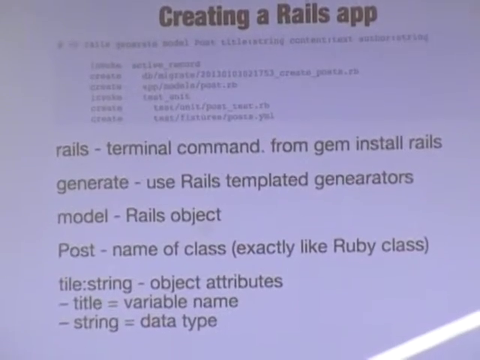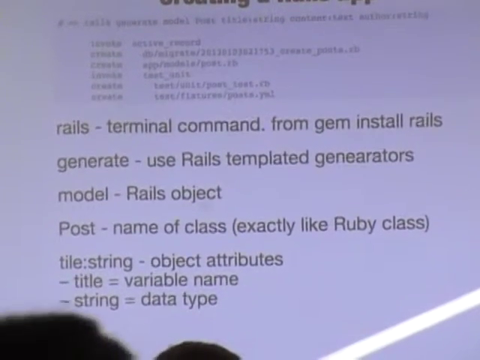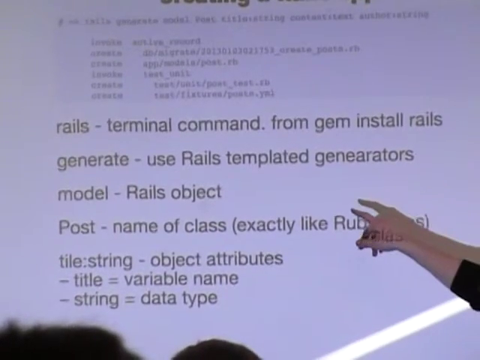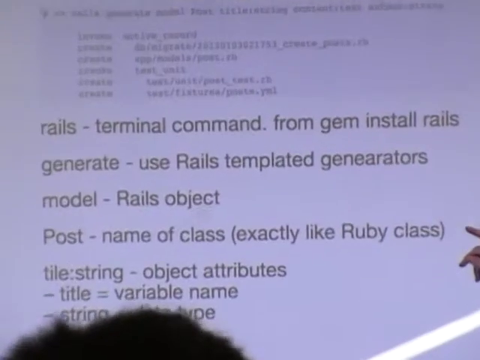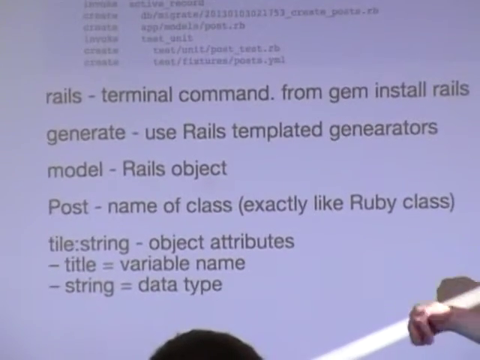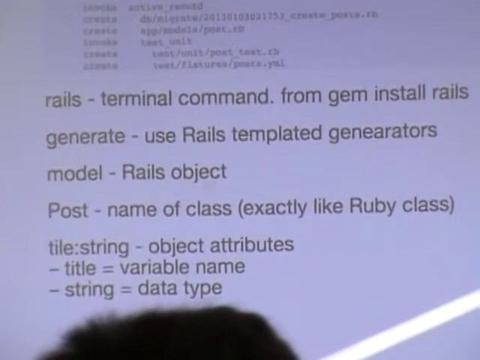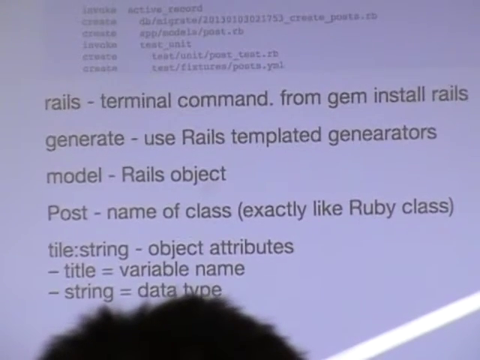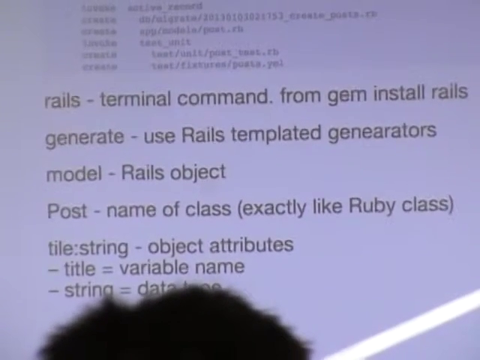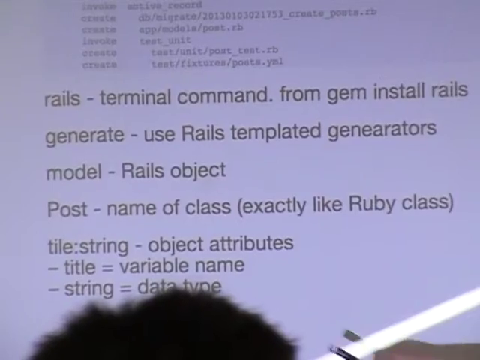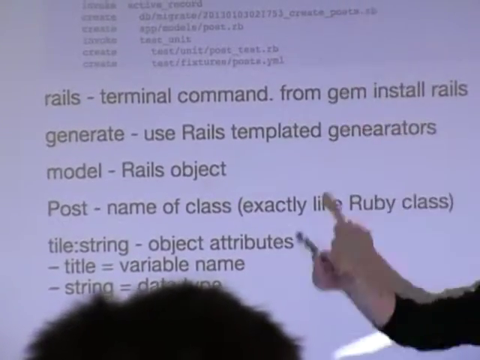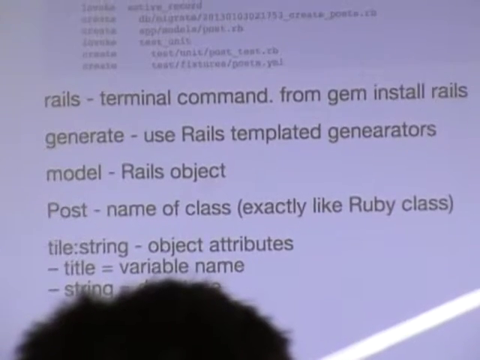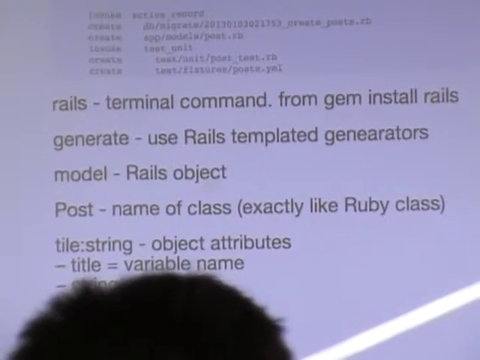I forgot that I had notes here. So again, Rails is a terminal command, and generate has templated generators. We'll see them elsewhere. It's the nice thing about Rails: you get to use someone else's code that was written for you, so you don't have to do everything manually. The only thing is that in the arguments, you've got your variable and then your data type, which is important to the database.